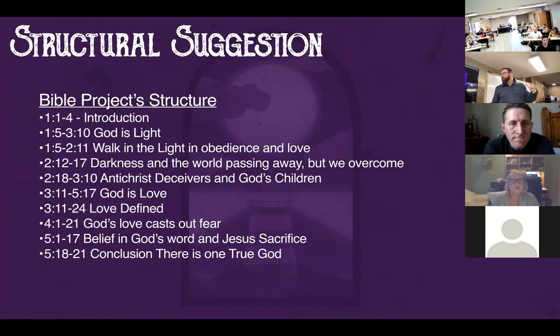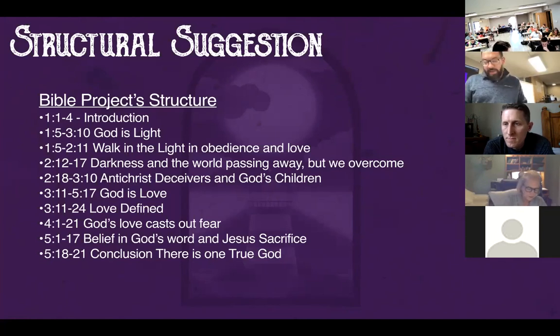The next big section starts at chapter 3, verse 11. And this big old section is talking about how God is love. And a good way to break up these two sections, in your third column, if you got this in front of you, the third column of this thing, it says, for this is the message that you have heard from the beginning, that we should love one another. The Bible Project guys are saying that is the start of that big old second section.